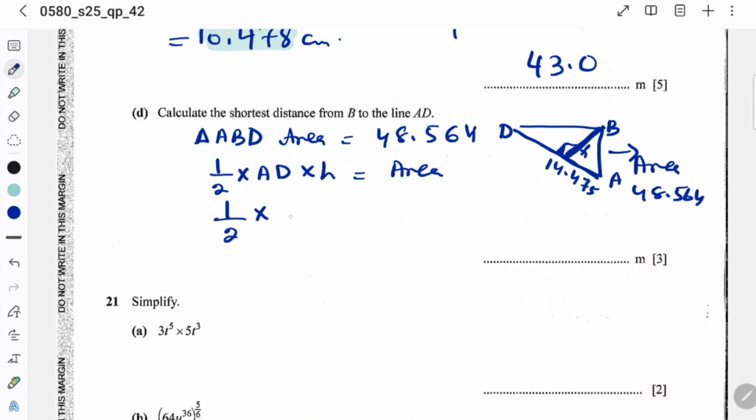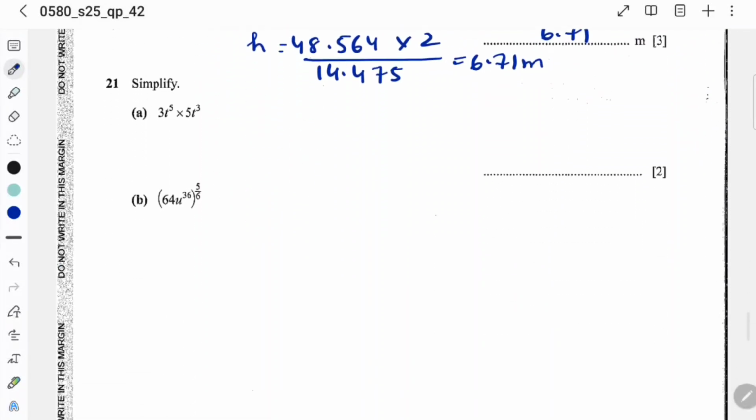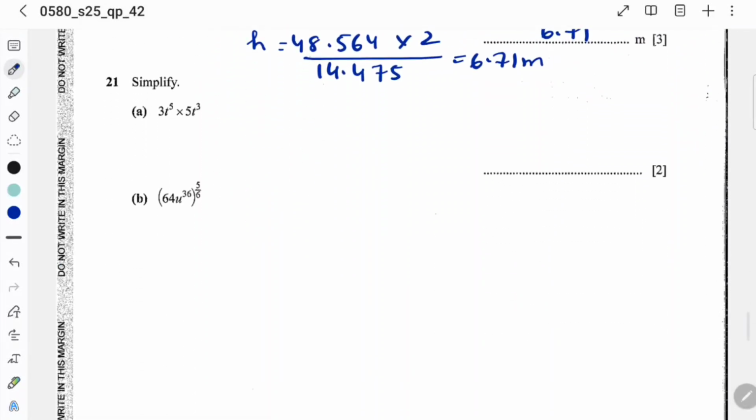So half times 14.475 times height is equal to 48.564. Height is equal to 48.564 times 2 divided by 14.475. Okay, I'm calculating. Alright, so this is equal to 6.71 meters. 6.71 meters. Alright, so question number 21, an easier question.